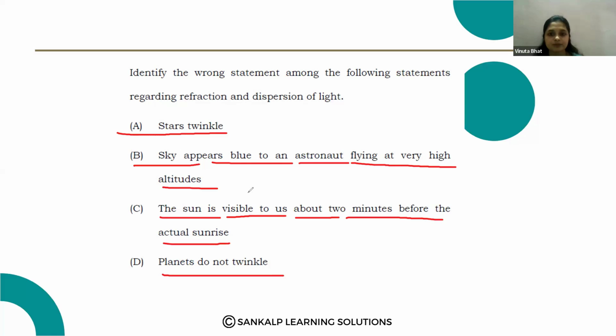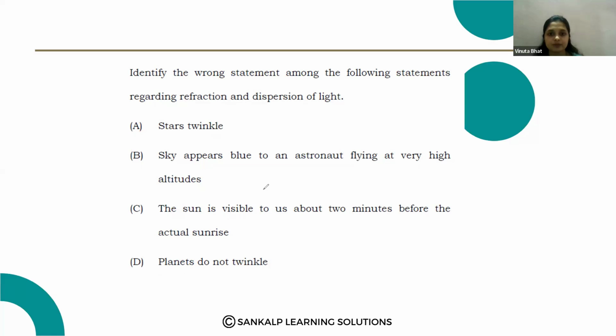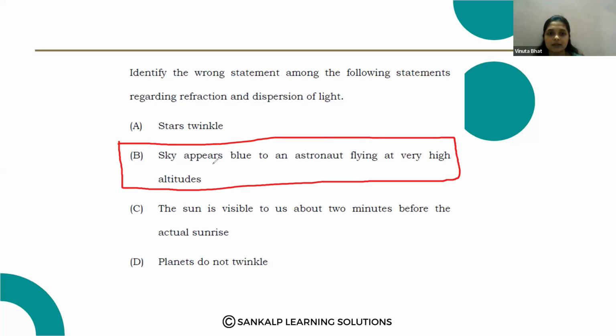Here, identify the wrong statements among the following statements regarding the refraction and dispersion of light. That is, the sky appears blue to an astronaut flying at very high altitudes. The sky does not look blue, it looks dark or black in color due to the absence of particles.